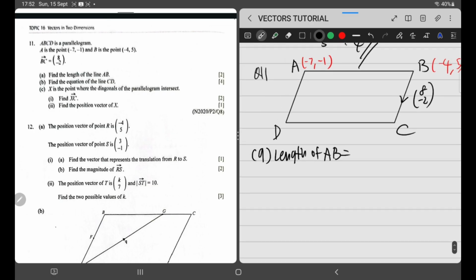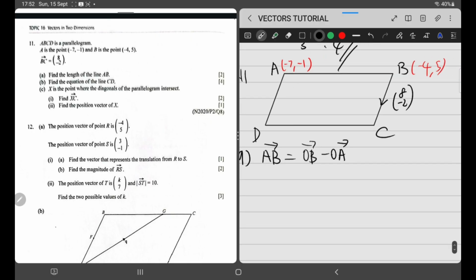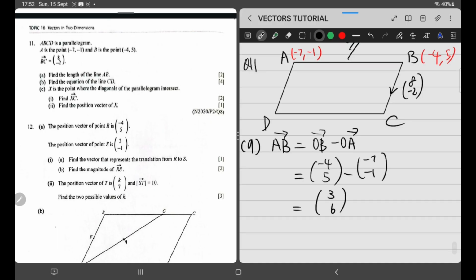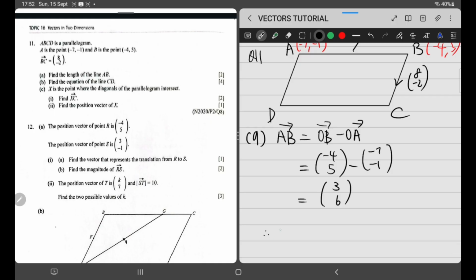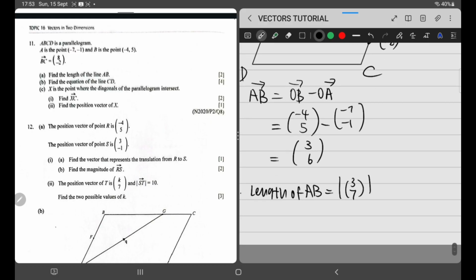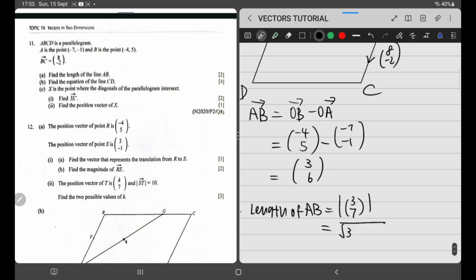Length of AB is fairly simple. First thing you need to do is to find your vector. So AB is just OB minus OA. So it's the position vector of B minus the position vector of A. And it's just (-4, 5) minus (-7, -1). So you have (3, 6). Therefore, your length of AB is you mod the (3, 6), you will get square root 3 squared plus 6 squared.